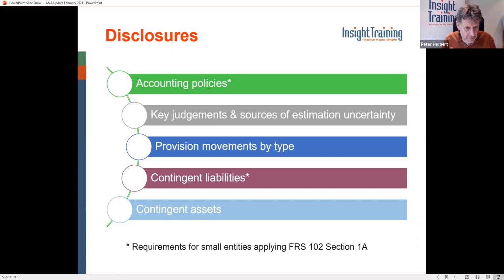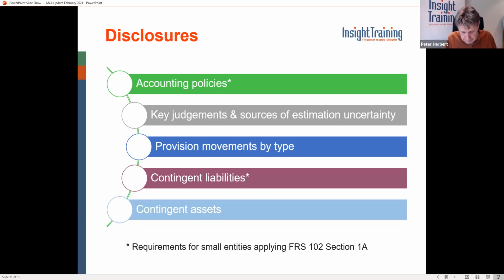Provision movements by type. So if there were different sorts of provision that we were recognizing, we need a tabular note analyzing movements on the different categories of provision individually. And 102 is very clear about the need for brought forward balance, additional provisions made, provisions used, provisions reversed, and the carry forward. And certainly from the accounts I see, those particular categories of movement within the provision during the course of the year very often get netted off.